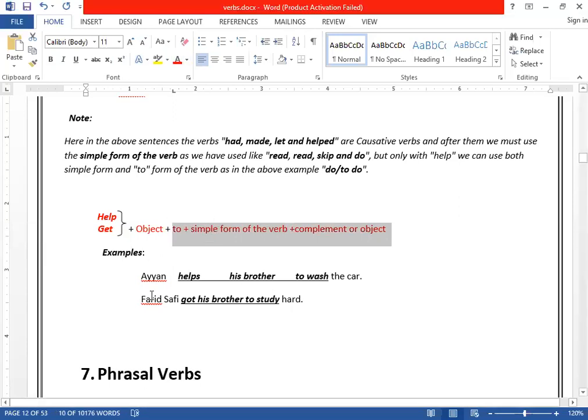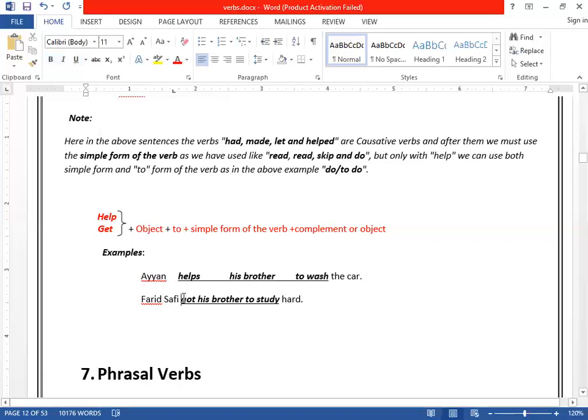Like this, look: Ayan helps his brother. His brother is the object here. To watch the car. Now here we use to wash his car. We will not say wash his car. Ayan helps his brother to wash his car. Here we use the full infinitive, not the bare infinitive.